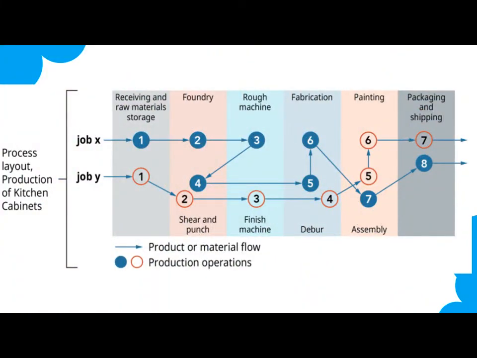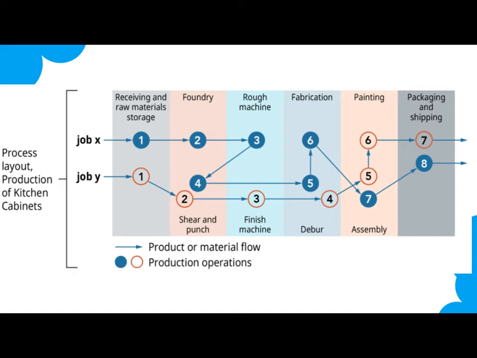Now we will see one diagram of process layout. The example of production of kitchen cabinets is given. Suppose there are two jobs, job X and job Y, and there are various workstations like receiving and raw material storage, then foundry, then the third workstation is rough machine, followed by fabrication, painting, packaging and shipping. Also, there are other workstations like shear and punch, finish machines, deburr and assembly.